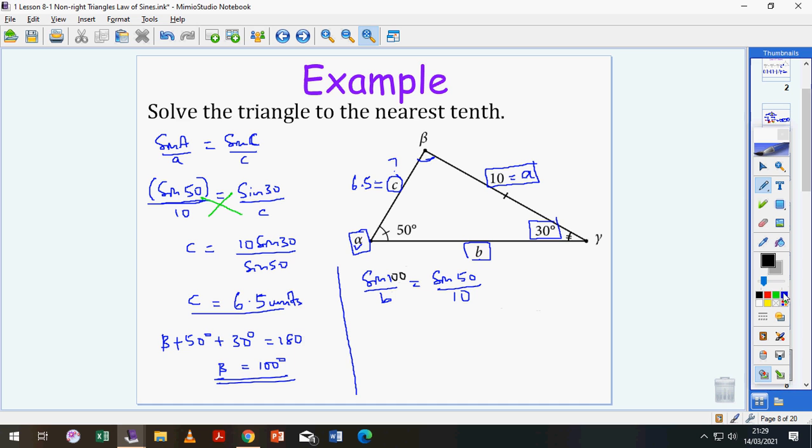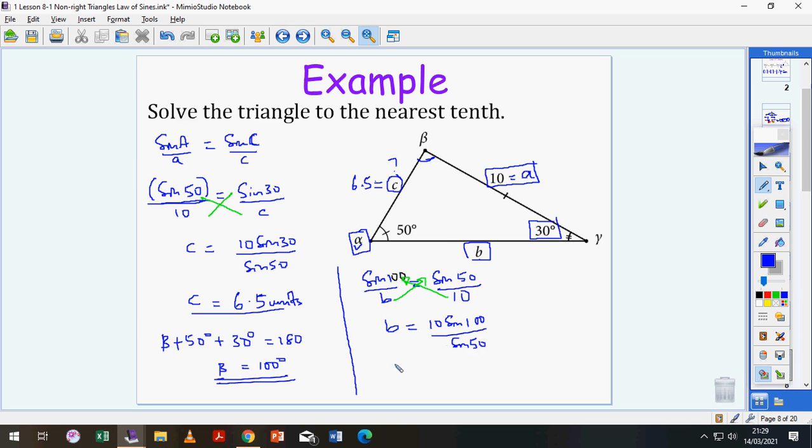Okay, now the cross multiplication. The B goes to the sine 50, the 10 goes to the sine 100, and then I divide both sides by sine 50 to get my B. So B will be 10 sine 100 divided by sine of 50.